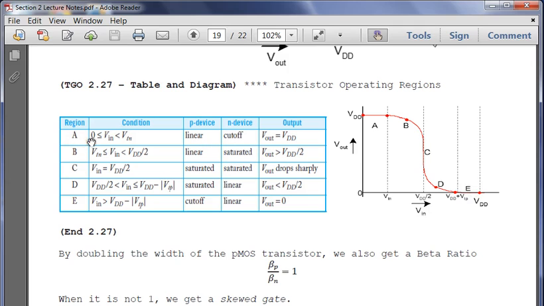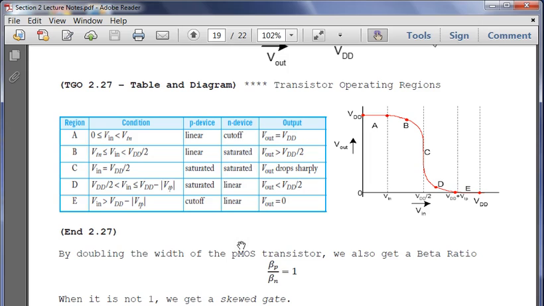You see, in A, we have our P device in linear, and in E, we have our N device in linear. And then from there, we have a combination of saturation from the PMOS and NMOS transistors that cause degraded performance, as you can see by this chart.